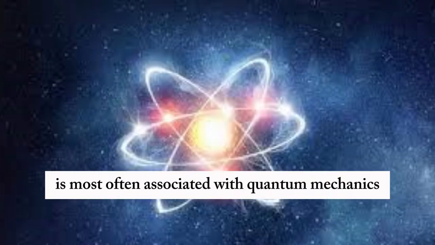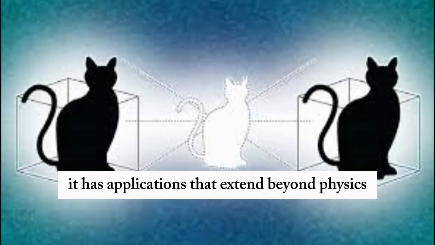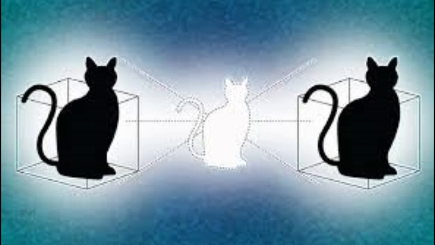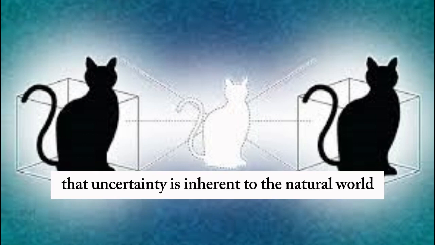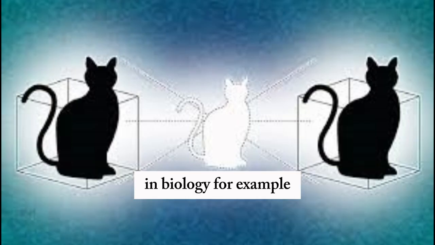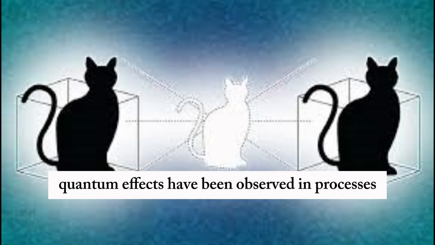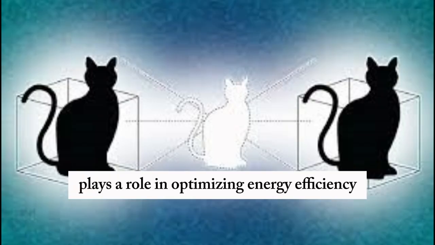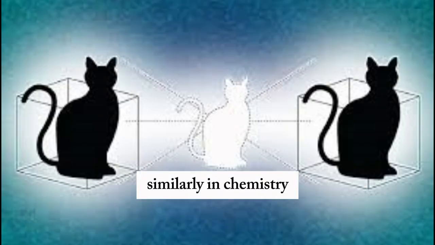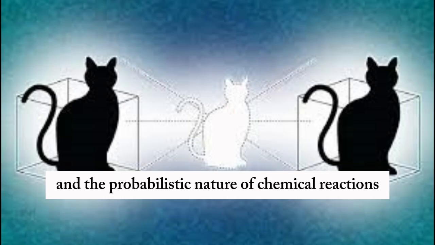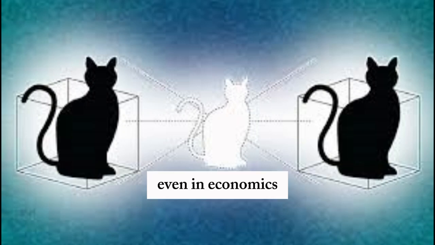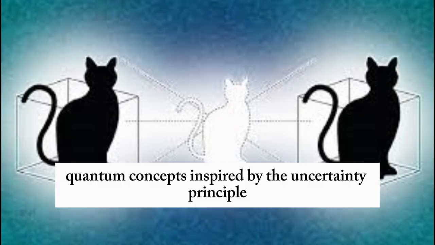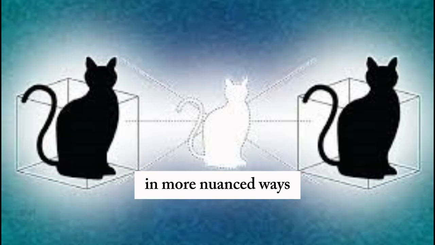While the uncertainty principle is most often associated with quantum mechanics, it has applications that extend beyond physics. In fields such as biology, chemistry, and even economics, the uncertainty principle serves as a reminder that uncertainty is inherent to the natural world. In biology, for example, quantum effects have been observed in processes such as photosynthesis, where the behavior of particles and energy transfer at the quantum level plays a role in optimizing energy efficiency. Similarly, in chemistry, the principle helps explain molecular interactions and the probabilistic nature of chemical reactions. Even in economics, where uncertainty plays a central role in decision-making and market behavior, quantum concepts inspired by the uncertainty principle are being explored to model complex systems in more nuanced ways.